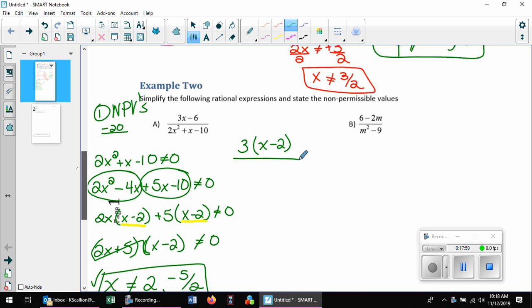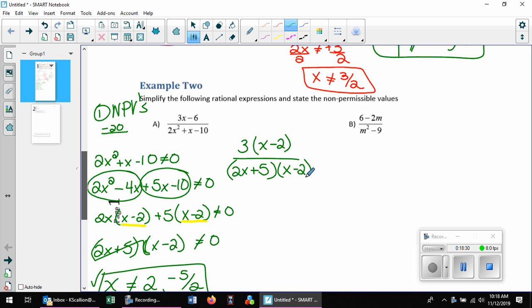So I don't have an equal sign anymore, right? I don't have an equal sign because I'm simplifying because this is an expression. We're making an equation here for what x can't equal. We're making a statement about that. And then this was 2x plus 5 and x minus 2. Okay. So everything's multiplied together. So now I can cancel stuff out.